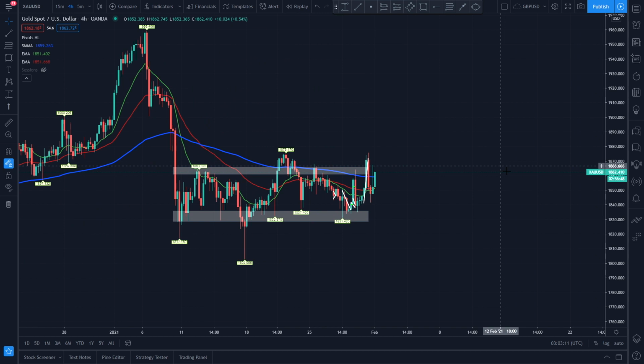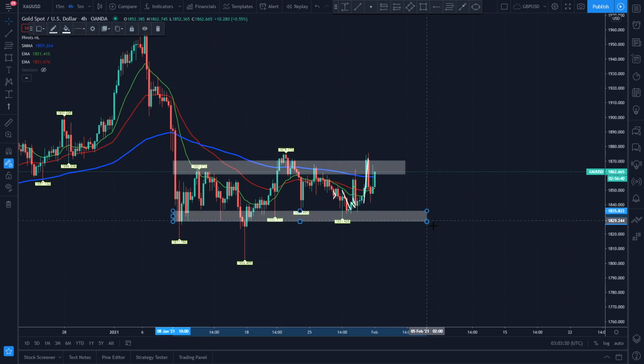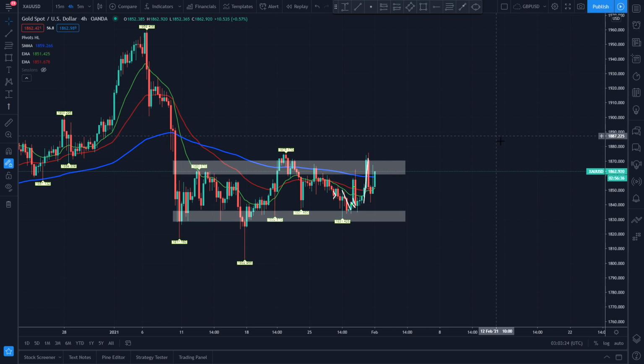Nothing too crazy. So I'm probably going to start looking for some sells soon. As you guys can see, we're back in the zone again. Back in this zone here. So yeah, that's pretty much what I'm going to be doing for gold. That was pretty much the trade there.